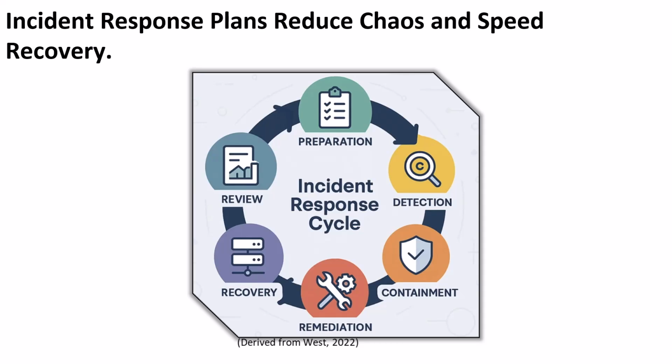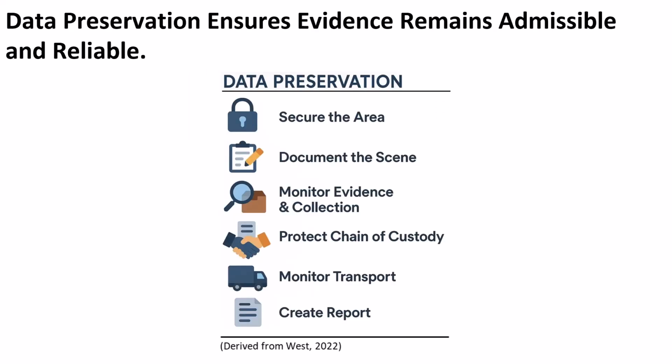Part of that response is making sure critical data is preserved, especially when legal compliance is on the line. Data preservation ensures evidence remains admissible and reliable. That means locking down the area, documenting what you see, monitoring how evidence is collected, protecting the chain of custody, tracking its transport, and writing a thorough final report. Follow these steps, and you'll protect the integrity of your investigation.